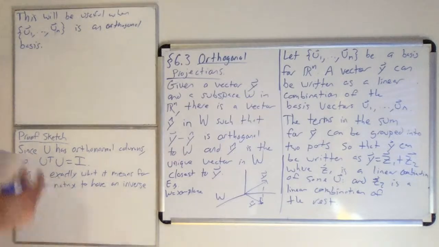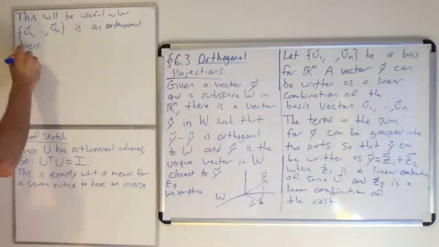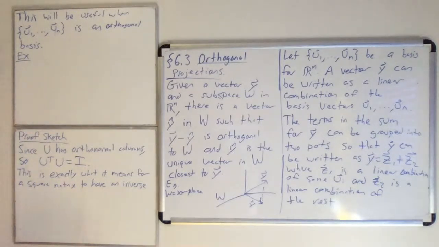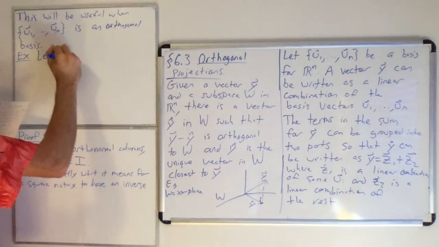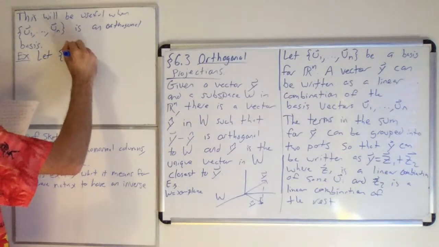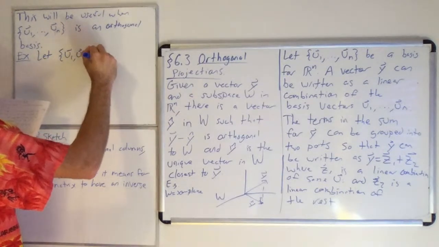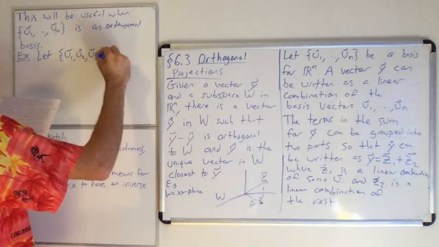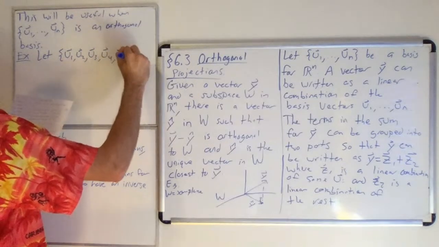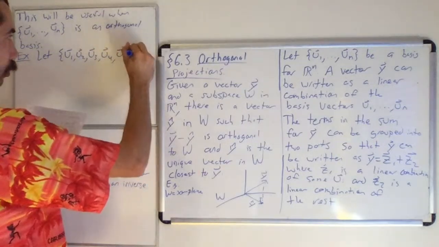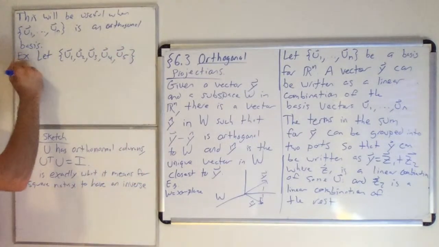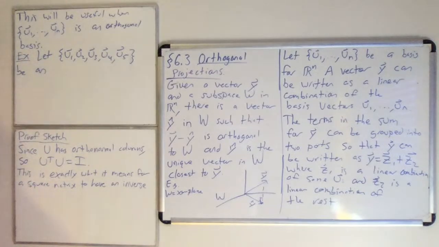Okay, so let's take a look at an example to see what we're doing here. All right, let u1 through u5 be an orthogonal basis for R5.